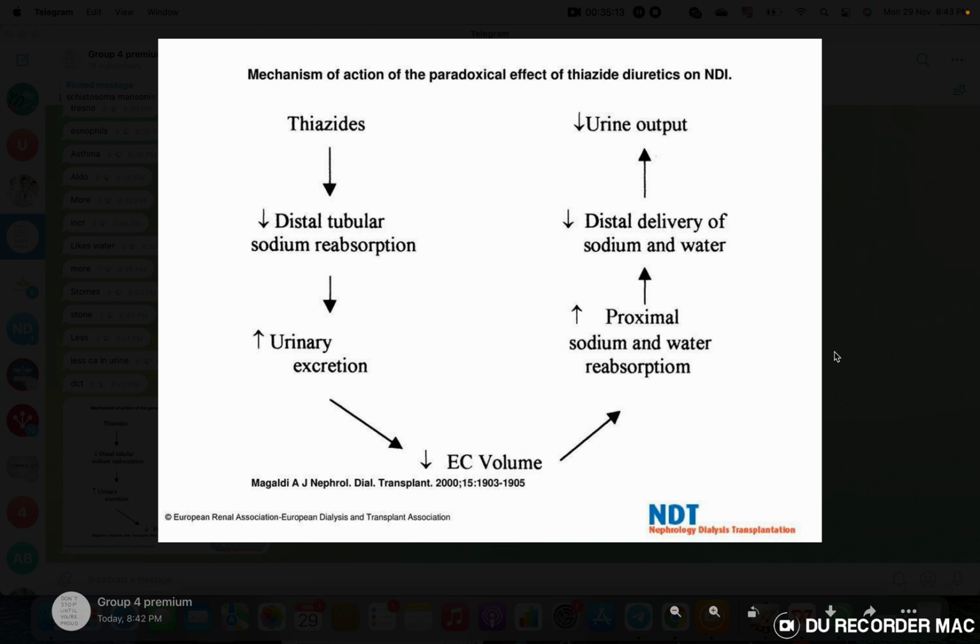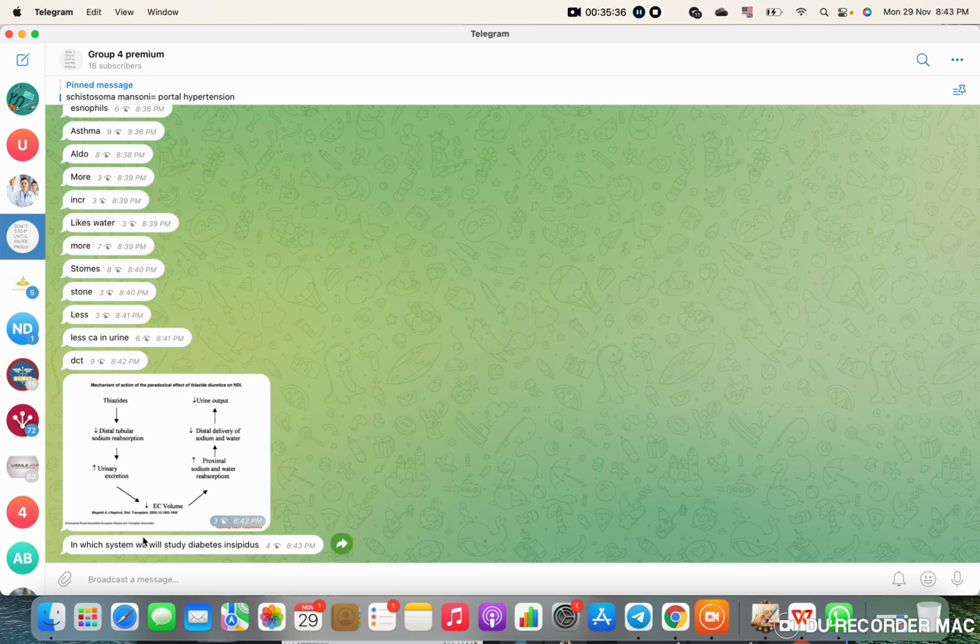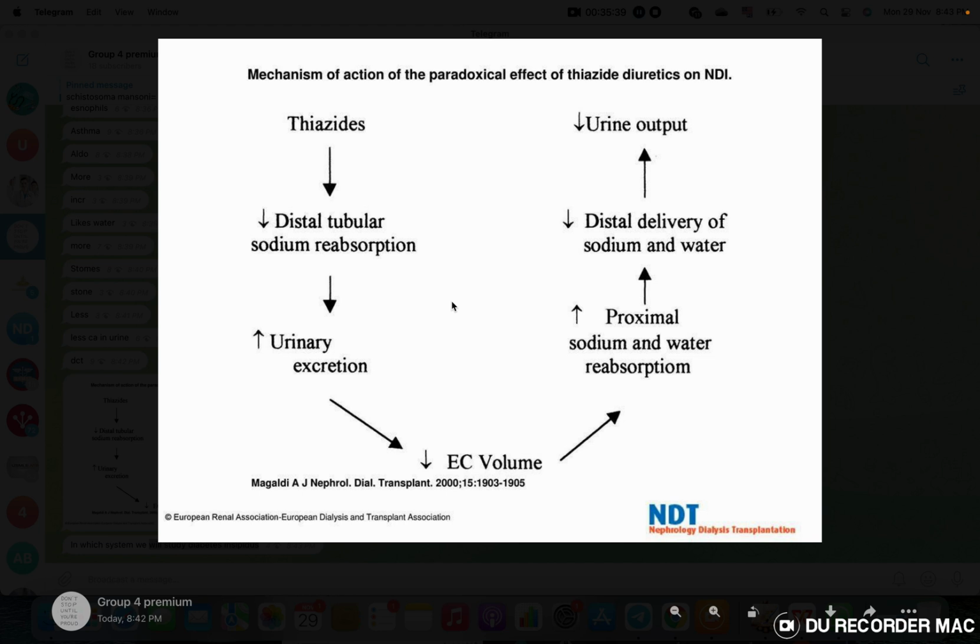Again, let's apply this one more time. A guy was nominated for a Nobel Prize for this. So thiazide leads to what? Decreased distal tubular sodium reabsorption. Yes? So you have more sodium inside of the urine. More sodium inside of the urine will suck more what? In which system will we study this? Endocrinology. So distal tubular sodium reabsorption will be low. Thus, you will have more sodium in the urine. More sodium in the urine will lead to more water in the urine.